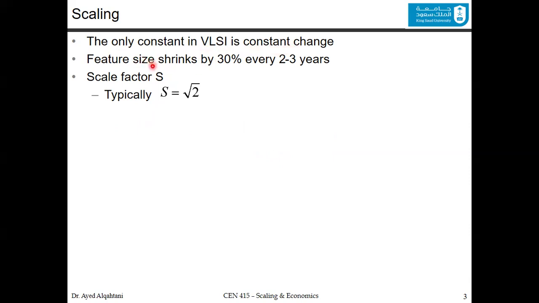The feature size, as you remember when we talked at the beginning of this class, shrinks by 30% every 2 to 3 years. And if you take the ratio between two consecutive generations, the scale factor S is going to be equal to the square root of 2.